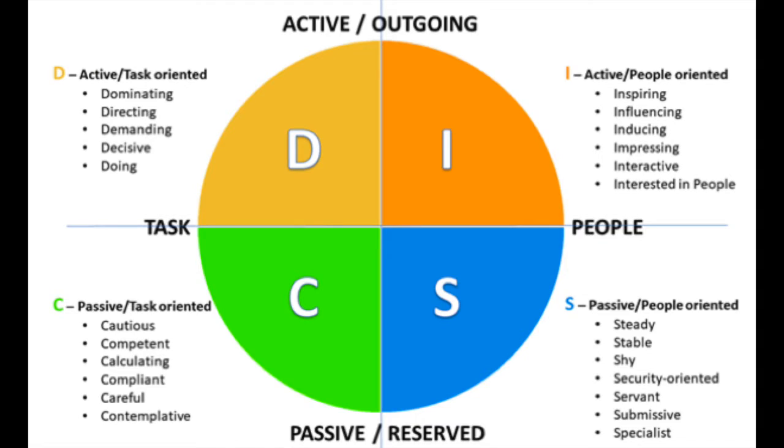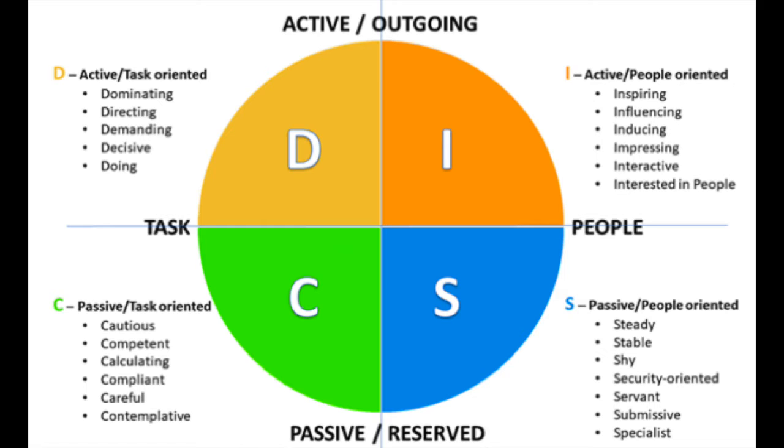The D, who is active and task-oriented, who is dominating, directing, demanding, decisive, doing. The I, who is active and people-oriented. It could be inspiring, influencing, inducing, impressing, interactive, interested in people.